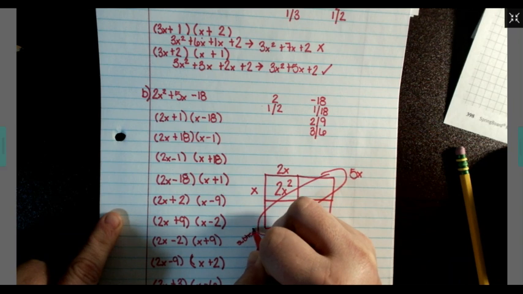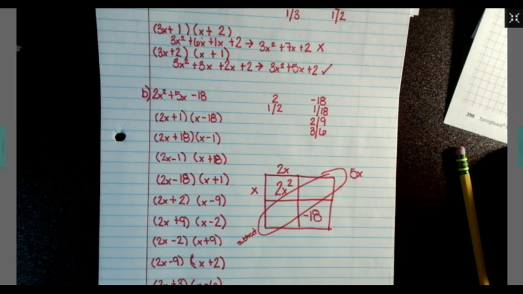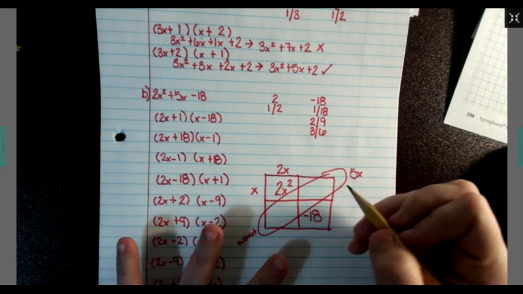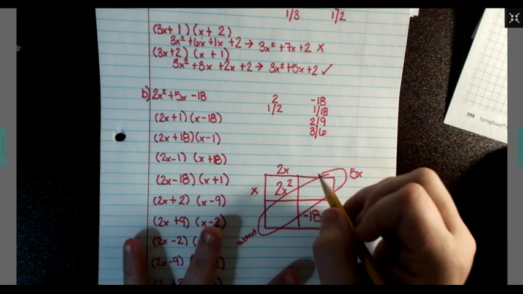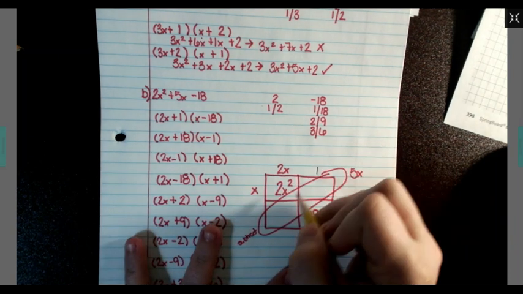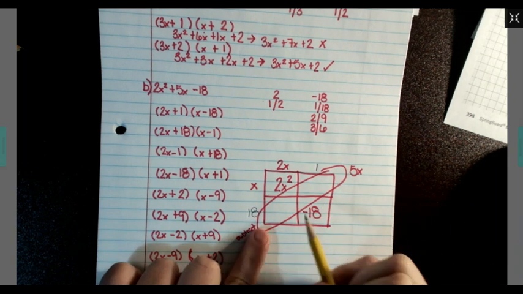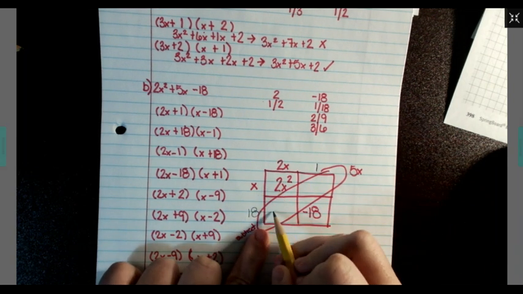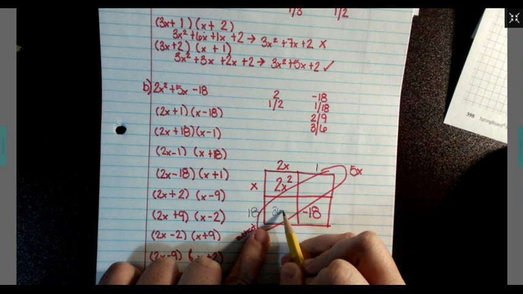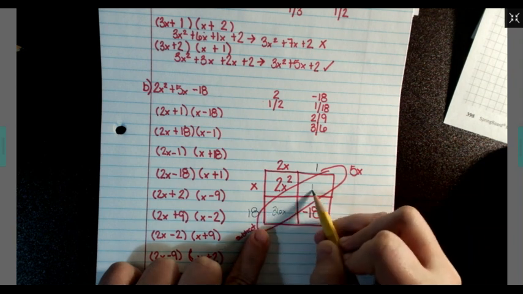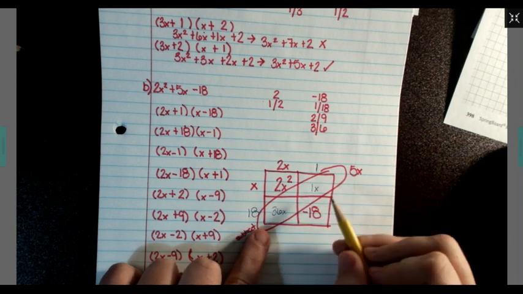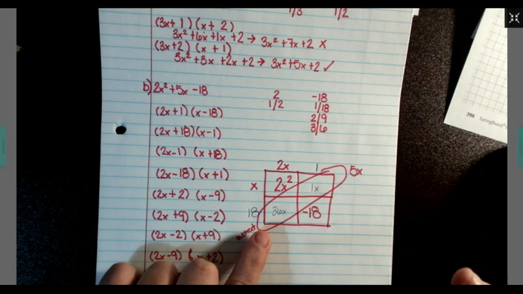Subtract. Okay. So let's go through my different possibilities. This could be 1 and this could be 18, right? Well, that would give me here 36x and 1x. And even if I subtract those, I'm not going to get 5.